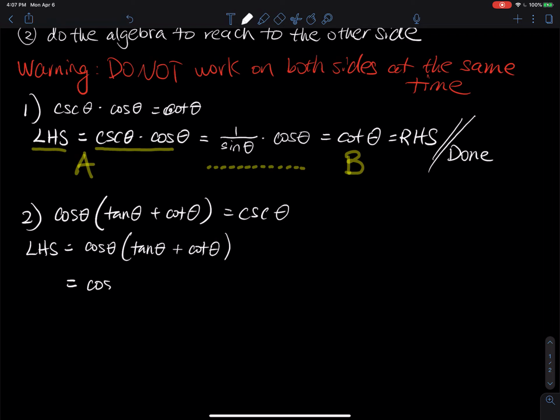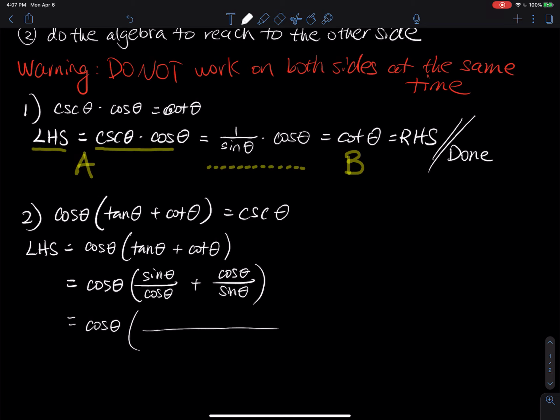So cosine, I am not going to distribute. I am going to rewrite the tangent as sine divided by cosine. And then cotangent, of course, is cosine divided by sine. Now I am going to get a common denominator in the parentheses for the two fractions. That will be cosine times sine. So the numerator will be sine square theta plus cosine square theta.